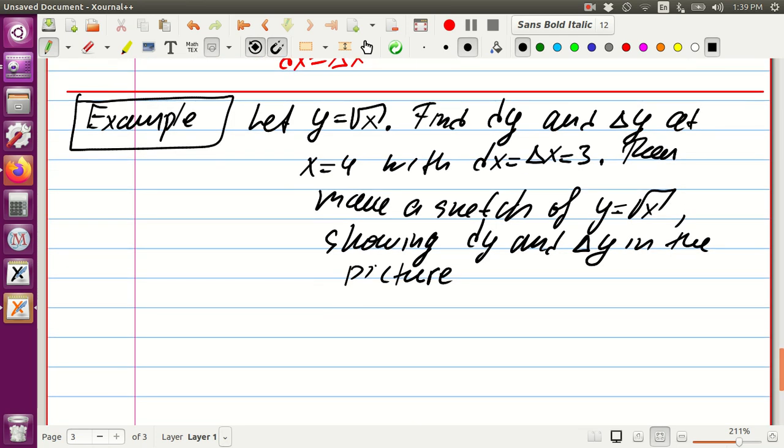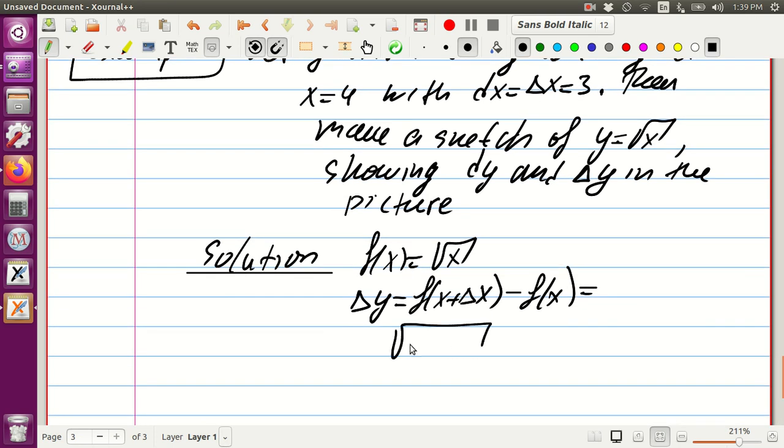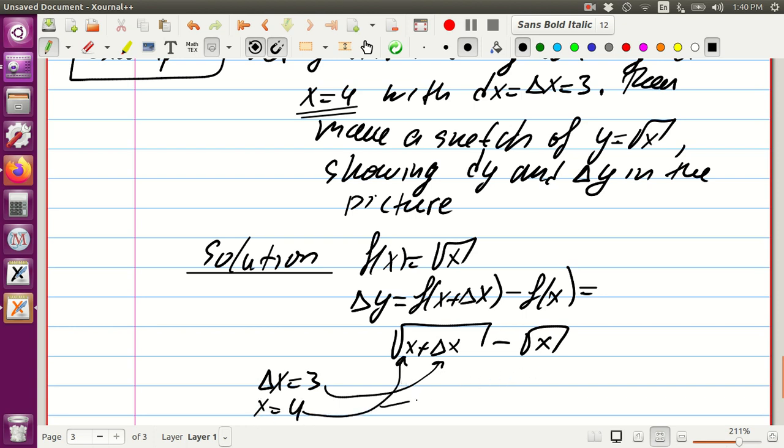All right, so let's do the solution by hand first and then the picture. So, solution. f of x is equal to the square root of x. And if we want to find delta y, we have to take f of x plus delta x, subtract f of x. So, in our case, it's going to be the square root of x plus delta x minus the square root of x. And our delta x is equal to 3, so we're going to plug it in over here. And also we know that x is equal to 4, so we're going to plug in over here and over here.